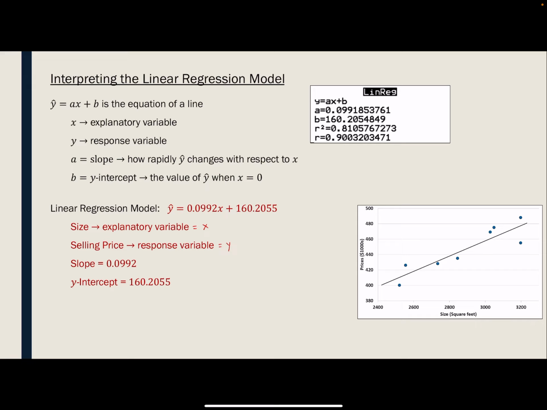Remember in algebra, you didn't see it as y equals ax plus b, you saw y equals mx plus b, where m is the slope and b is the y-intercept. So we're using the same thing here. The number in front of the x is the slope and the constant's the y-intercept. So in this case, the slope is 0.0992 and the y-intercept is 160.2055.